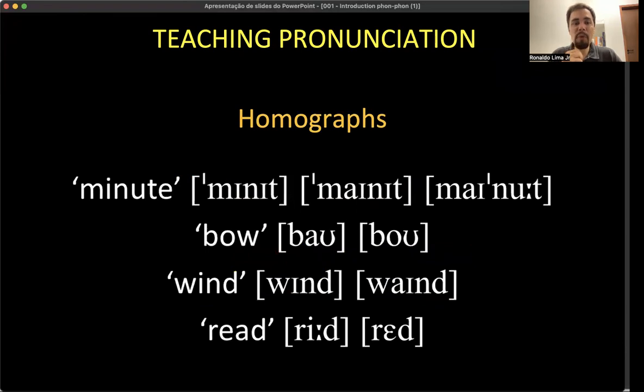Now, here are more examples of homographs, right? But with entire words, so you have this word M-I-N-U-T-E, which can be pronounced in three different ways. It can be pronounced "minute," as in time. It can be pronounced "minute," as the minute of a meeting, like a minuta of a meeting, right? And it can be pronounced "minute," as in small, a minute detail, okay? B-O-W can be pronounced "bow," which is how Japanese people greet each other, or "bow," as in a bow tie, right? Or you make a bow when you're wrapping a gift. W-I-N-D can be pronounced "wind," like movement of the air, or "wind," what you do with a watch, for example, right? You wind and rewind it, or a winding road with lots of curves. And R-E-A-D can be pronounced "read" in the present or "read" in the past, right?